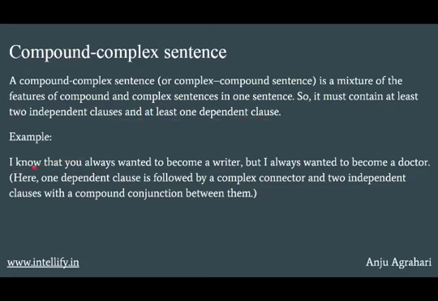See an example. I know that you always wanted to become a writer, but I always wanted to become a doctor. Here, one dependent clause is followed by a complex character and two independent clauses with a compound conjunction between them. I know that you always wanted to become a writer. This is a compound conjunction. But I always wanted to become a doctor. This is two independent clauses joining with a compound conjunction.